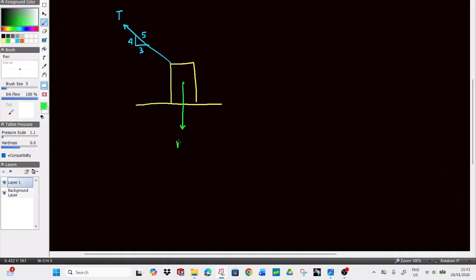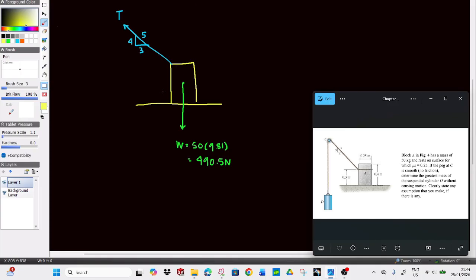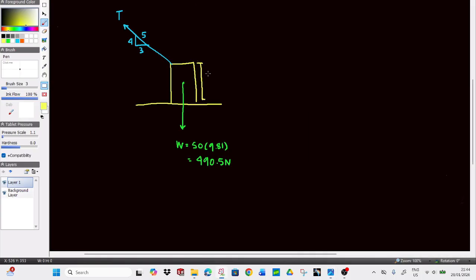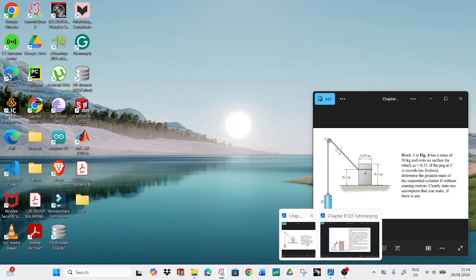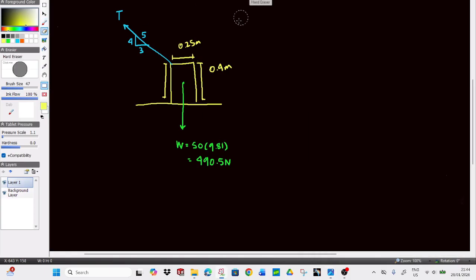So therefore its weight is going to be 50 times 9.81. How many newtons is that? 490.5 newtons. And what else? We know the dimensions of block A, which they've given to us as 0.4, 0.25, and 0.3. So here is about 0.4 meters, 0.25, and 0.3 meters. Oh, no, this supposedly is not 0.3. Actually, I think I made a little mistake in my drawing. The cable is connected here.